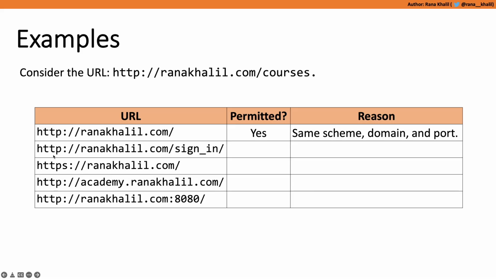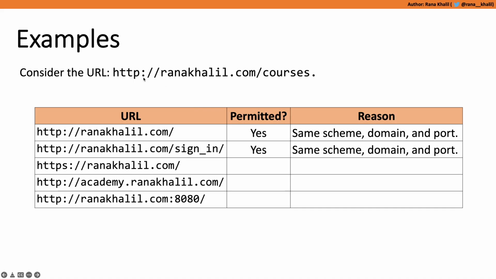So we've got the protocol, it's the same, the domain, renakhalil.com, it's the same, and the port is port 80, it's the same for both of them, and therefore, yes, it's permitted by the same origin policy because it's got the same scheme, the same domain, and the same port. So it doesn't matter if you're in a different directory because that's not what is used when you're determining what an origin is, and so this is allowed.